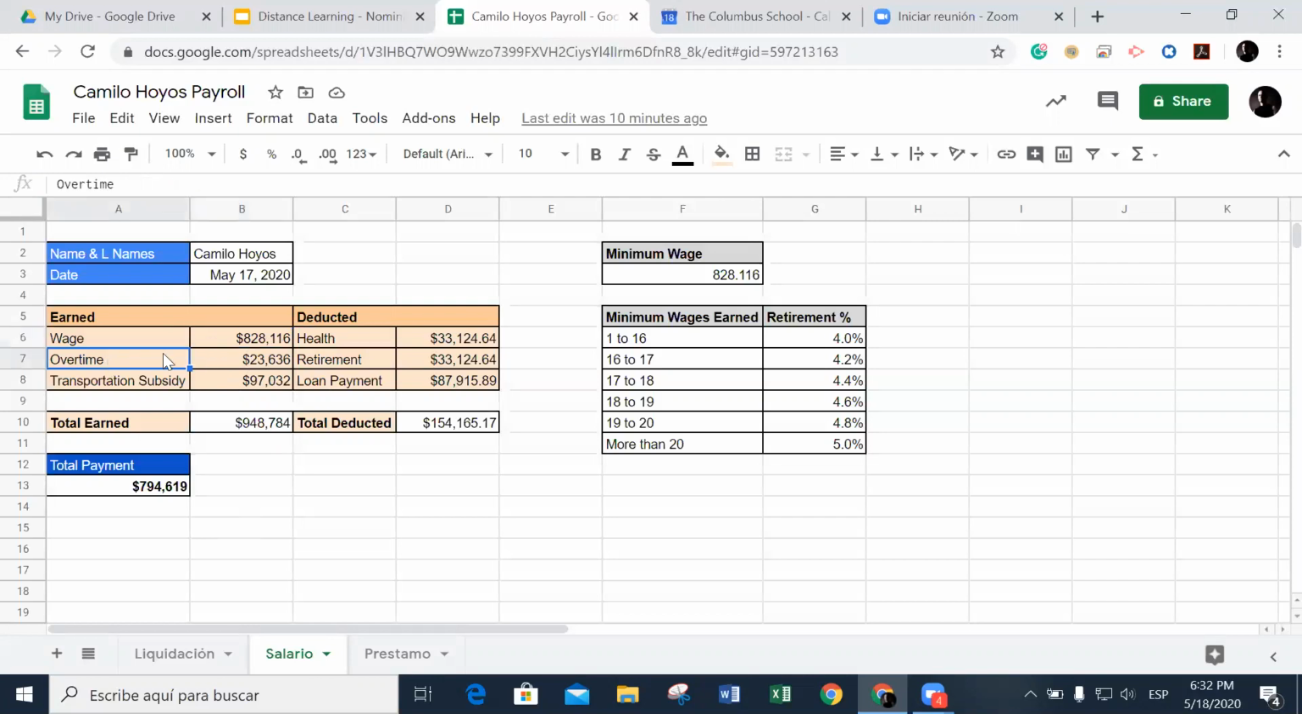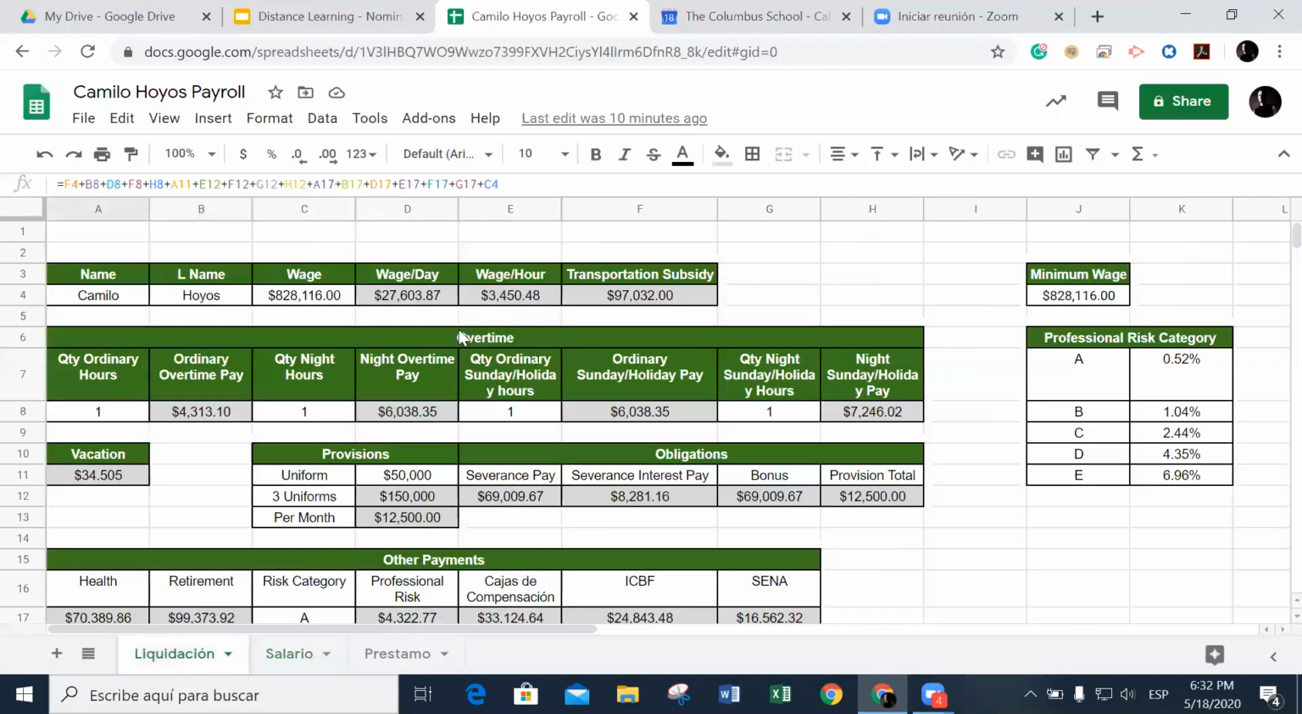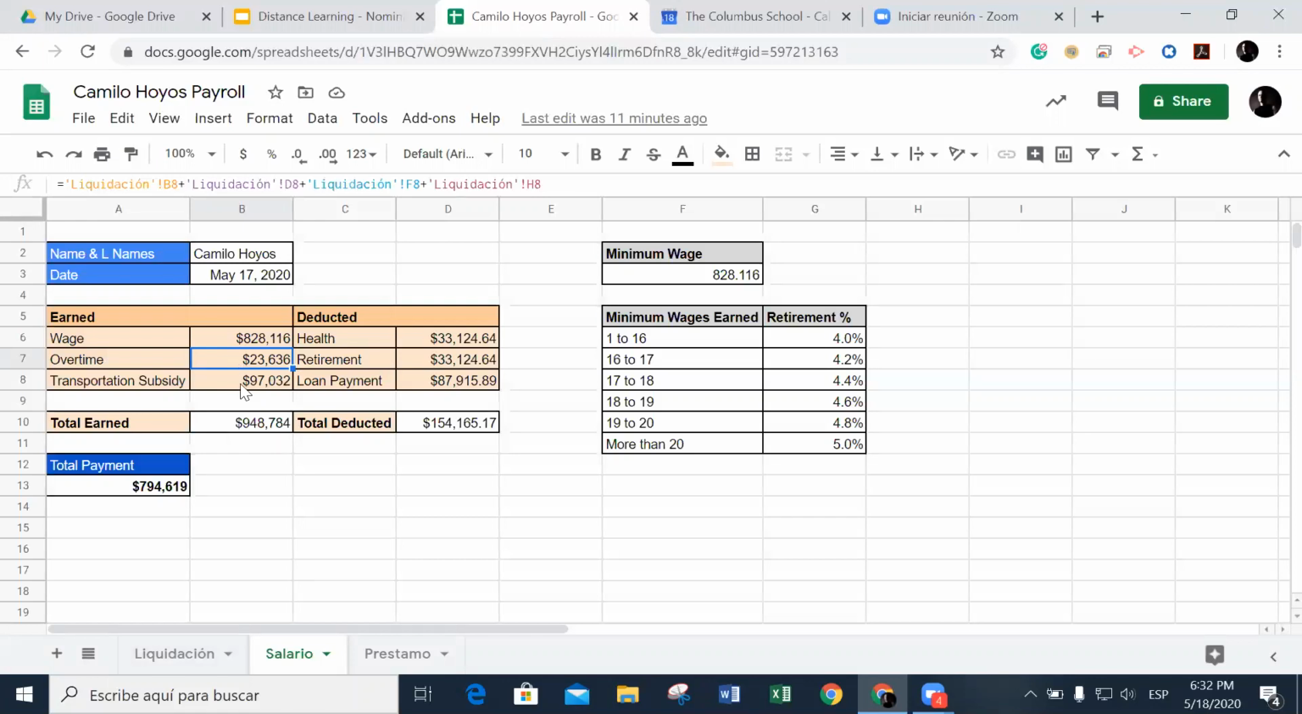Now overtime, guess what? Same thing: equals, then you go to the Liquidación and look for the overtime section, which is right here. So you type in this, click here, plus click here, plus click here, plus click here. So it is referencing 4 cells. These 4 cells are going to give you the total of overtime. So you have to add all of that up, and that's going to give you this total.